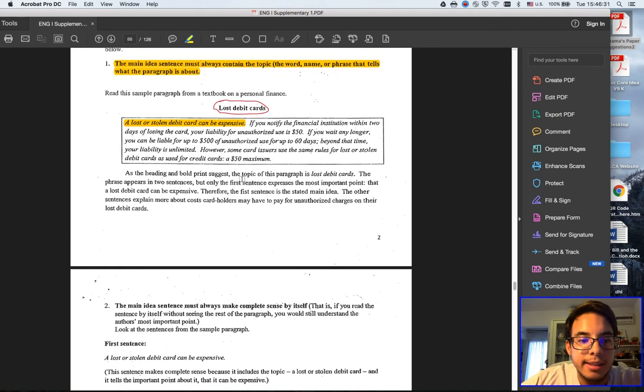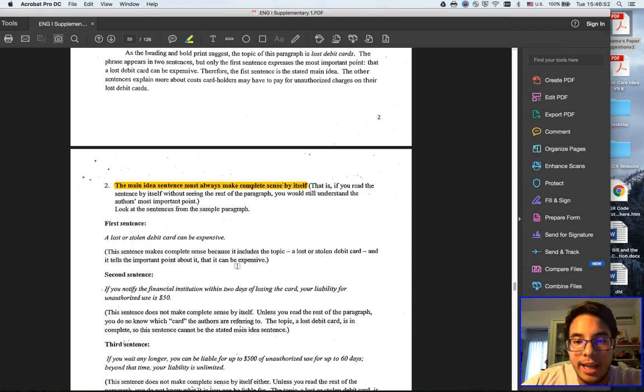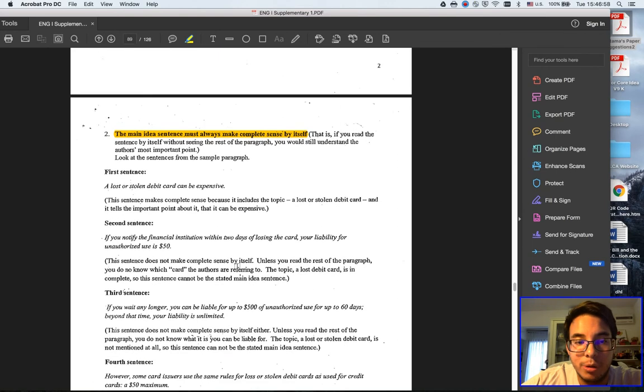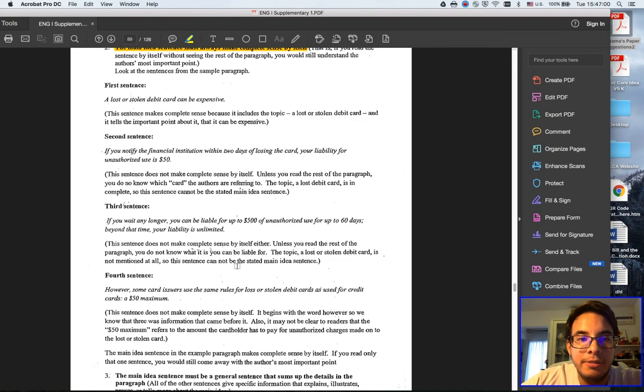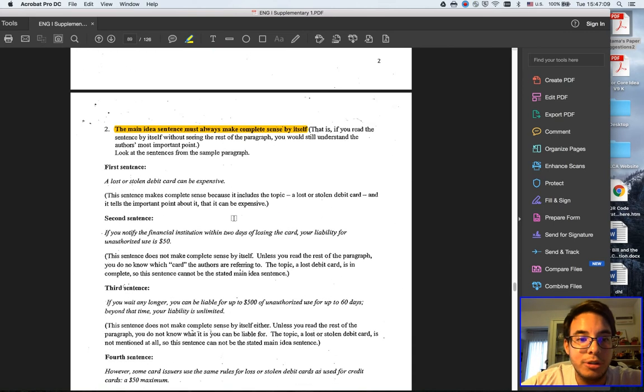Now, the second thing a main idea sentence must have is that it needs to make sense by itself. If you read a sentence and it doesn't make sense by itself, then it probably is not a main idea sentence. The book has conveniently distributed each of the sentences in the paragraph above here. So let's go through it.